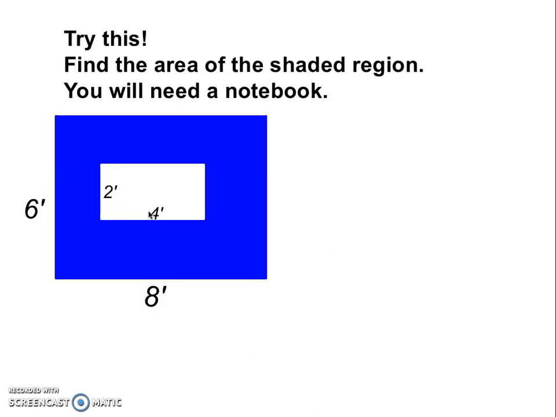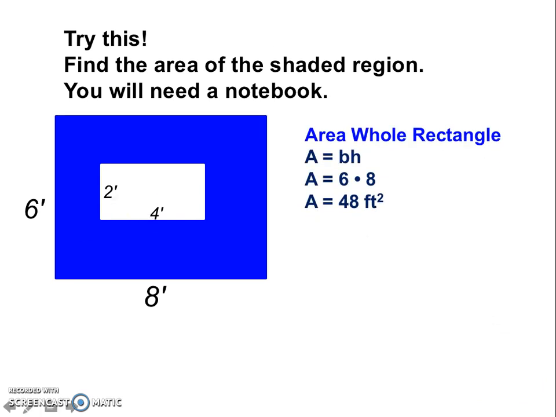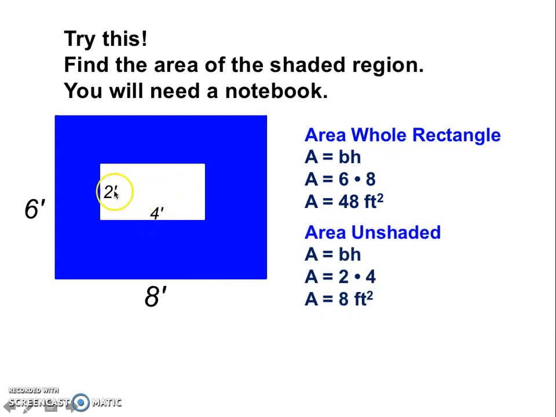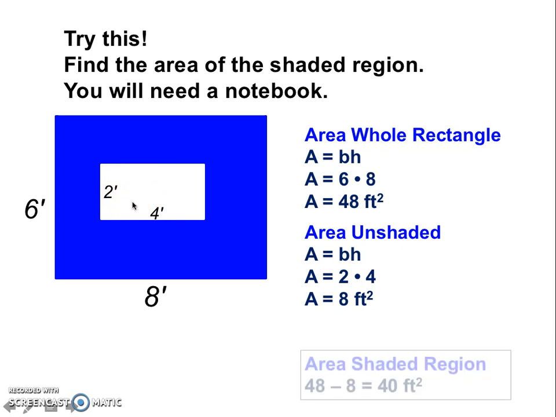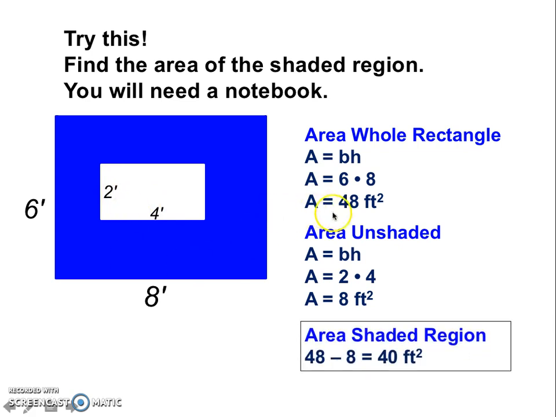All right, you try one. Pause and solve this one. All right, let's take a look. What did you get? First, that whole rectangle is the 6 by 8. That would give you 48 feet squared. That inside rectangle, the non-shaded, is 2 times 4, which is 8 feet squared. So the shaded region is going to be 48 minus the 8, which gives us 40 feet squared. Hopefully you got that one.